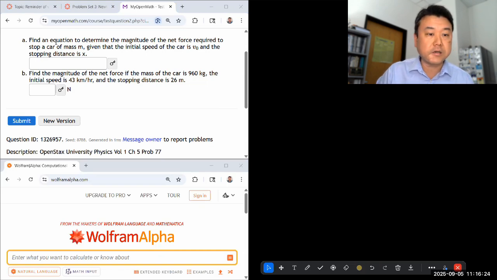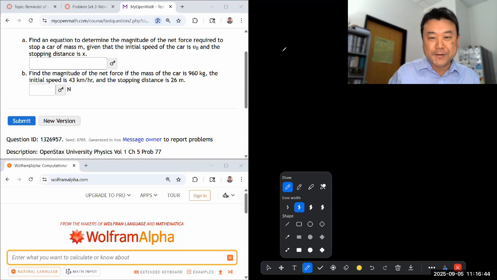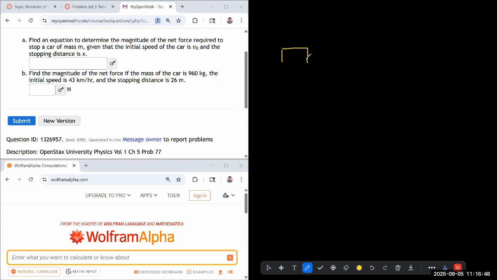It says, find an equation to determine the magnitude of the net force required to stop a car of mass m. Let me just start doodling. Again, I just want to make sure I'm not forgetting any information. So car of mass m, and we are talking about stopping it. So I guess it has some initial speed of v naught. Okay, and oh, we are given stopping distance.